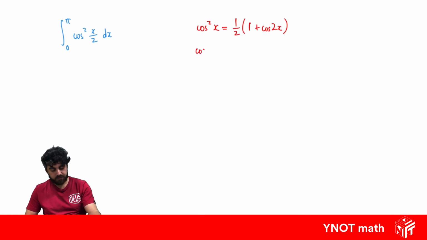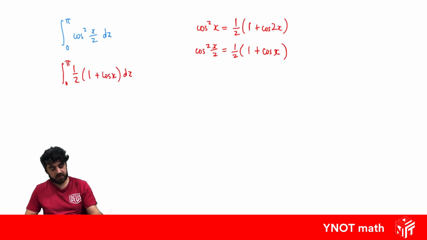So if we have cos squared of x over 2, that's going to be a half outside of 1 plus cos of the angle that's double x over 2, which is just x. So that's what we're going to substitute in. So we're going to have the integral from 0 to pi of cos squared of x over 2, which is a half outside of 1 plus cos x dx. We can take the half outside the integral and then start integrating. The integral of 1 is just x. The integral of cos x is sine x.